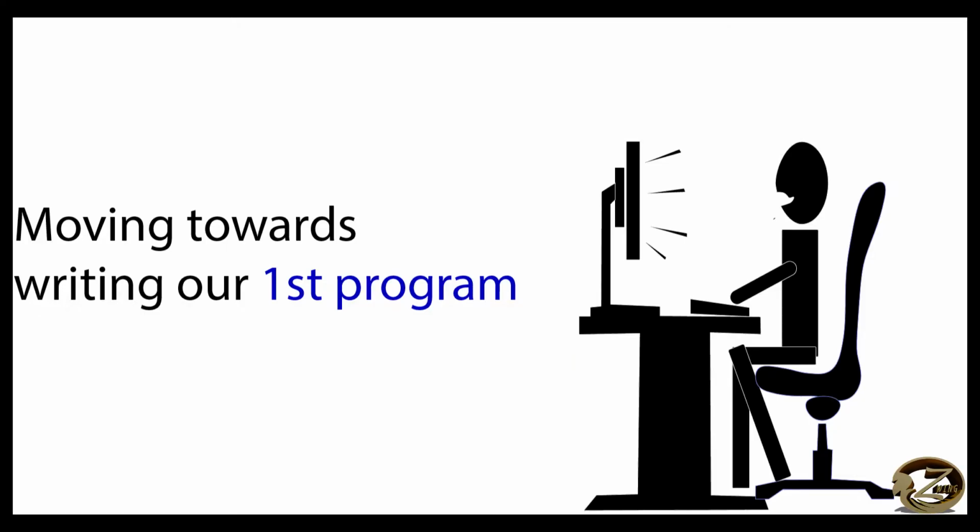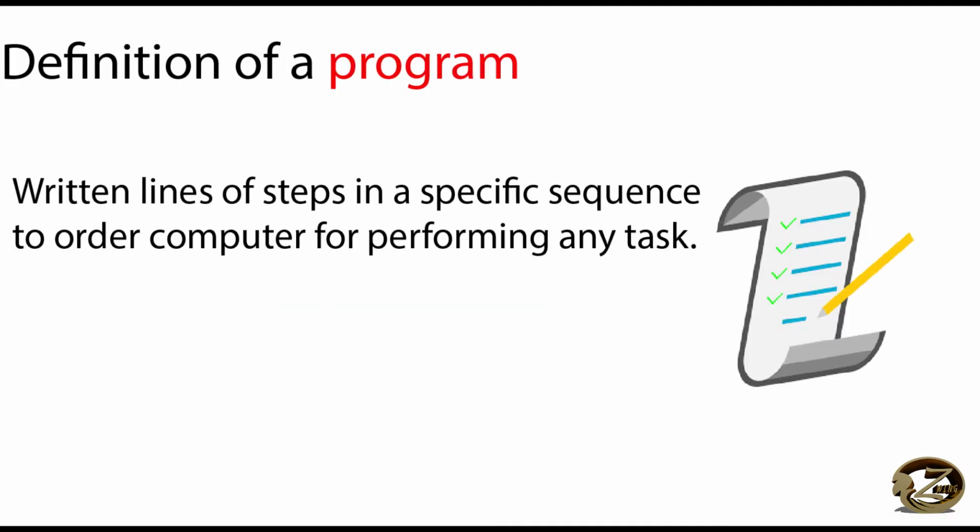So now moving towards writing our first program. First of all, let's see what a program actually is, what its definition is and how it works. In simple words, a program or software is a collection of written lines of code. These lines are written for a specific purpose. A program can be thought of as a sequence of written steps for performing a specific task.